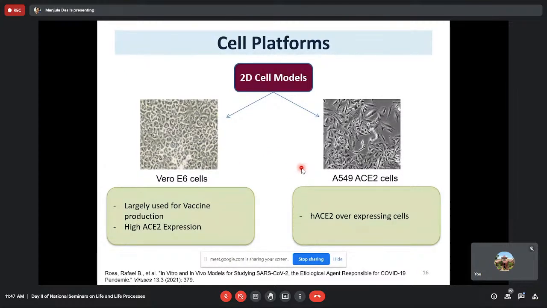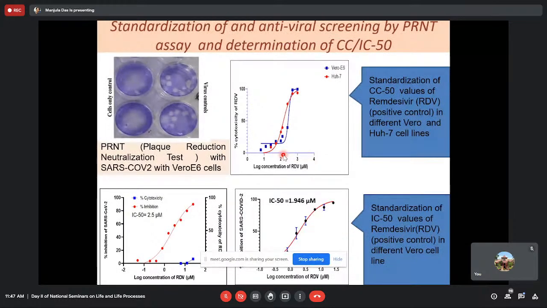At that time, we also saw that A549, a lung cell line, expresses more ACE2. But when we wanted to use it, we saw that A549-ACE2 was unable to show the cytopathic effect, whereas Vero E6 could show the cytopathic effect. So that's why Vero E6 cells were selected for further experiments.